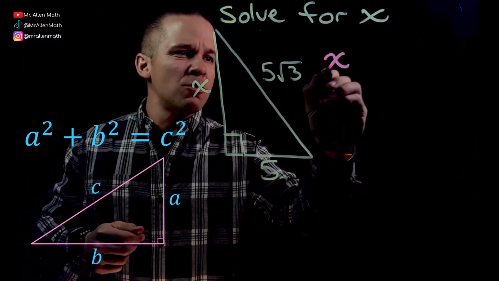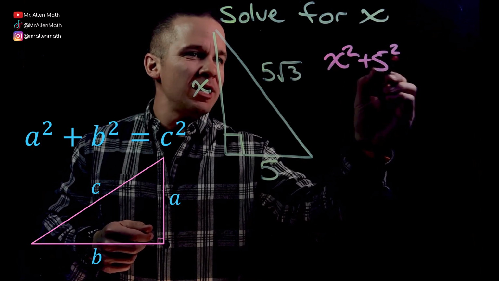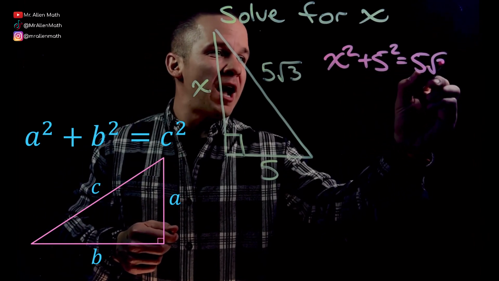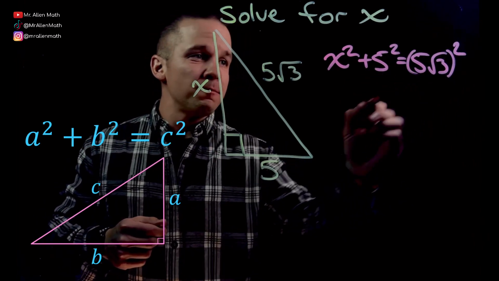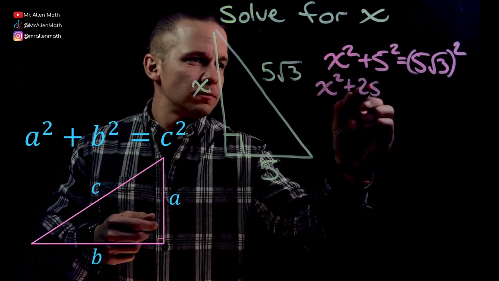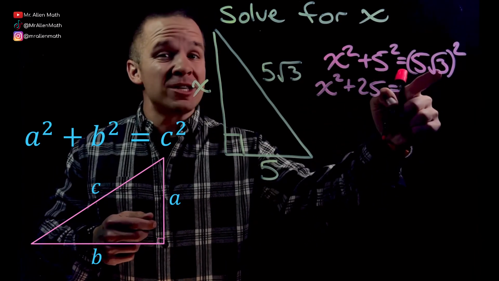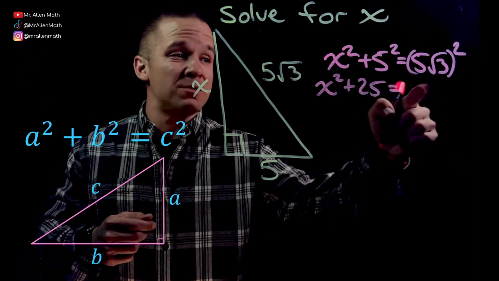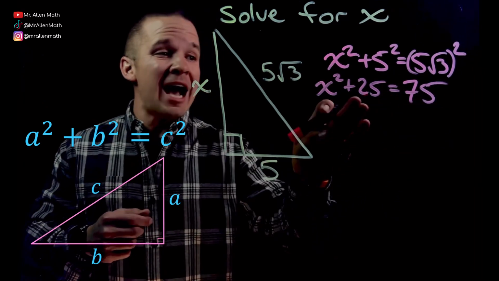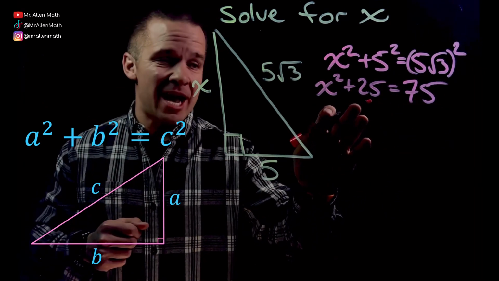All right, we got x squared plus 5 squared equals my hypotenuse squared, which is 5 root 3, all squared. So I'm going to get 25, and then I've got to square the 5 and square the root 3, so we get 25 times 3 is 75. Now I can subtract that 25 on both sides.